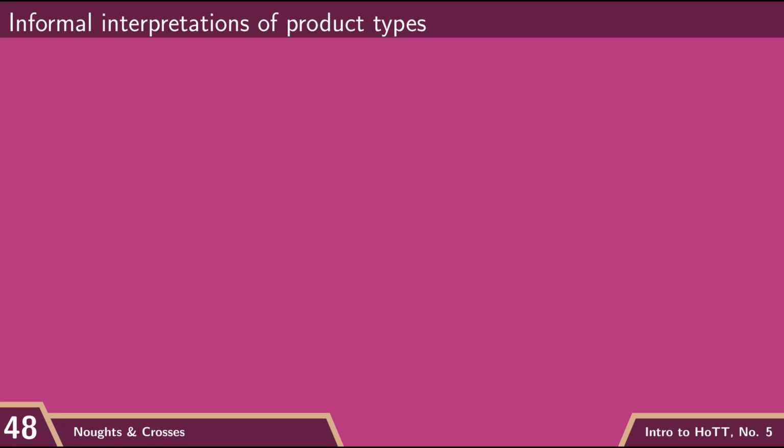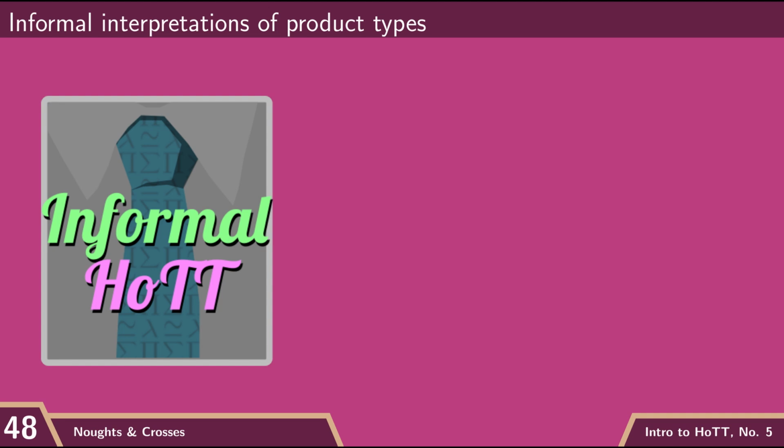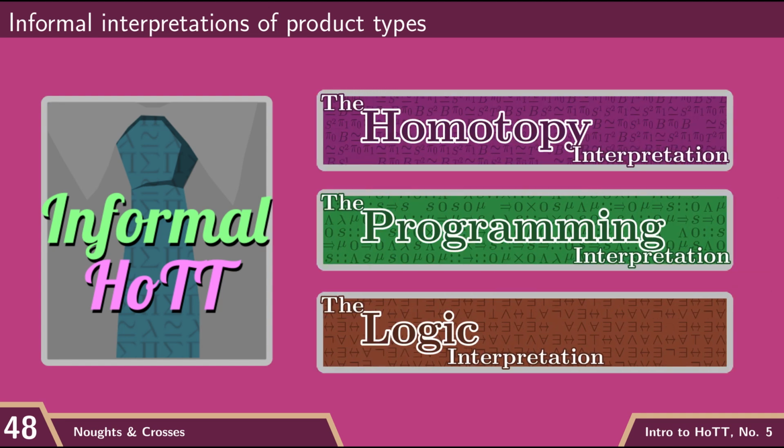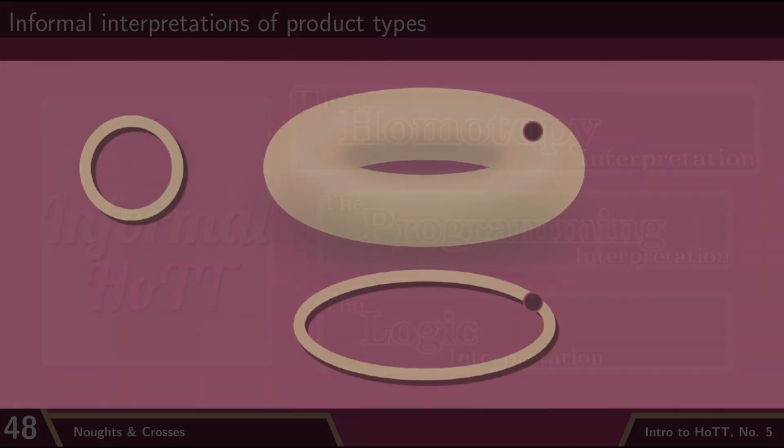So let's begin with a quick recap on product types. As with any other construction in homotopy type theory, we can informally interpret product types in three ways. So far, we've mainly focused on the homotopy interpretation, where we're taking the product of spaces. So I can multiply one space times another. For example, I can multiply a circle times a circle, and I get the torus.